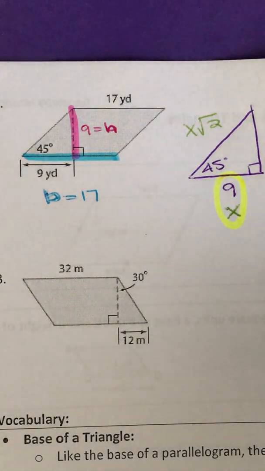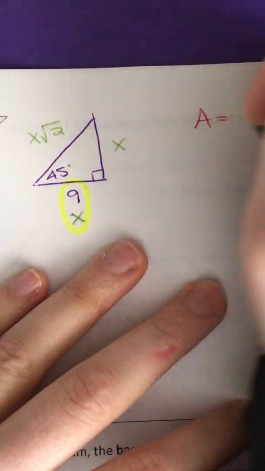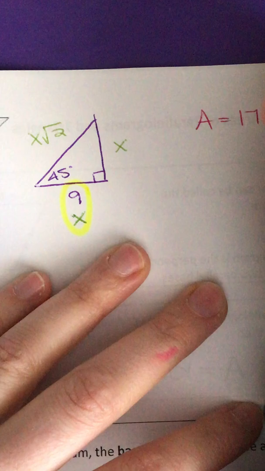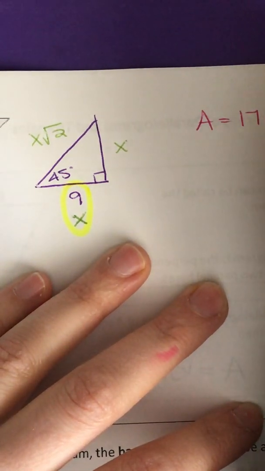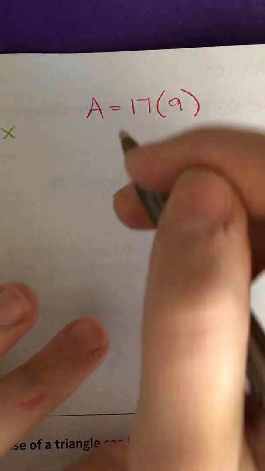This one was a little bit easier. So when I go to find my area, my base is 17. My height is 9. 17 times 9 is 153.